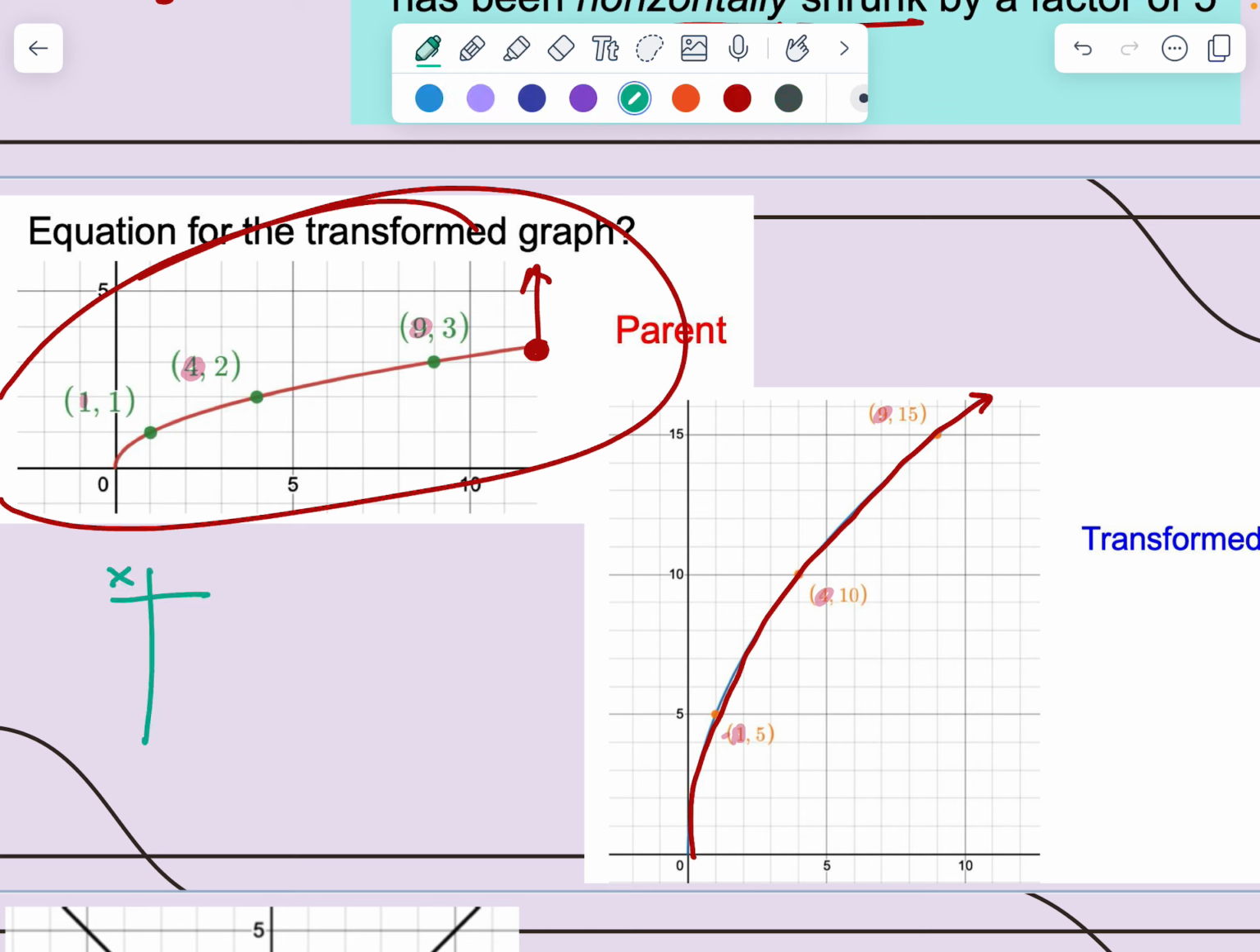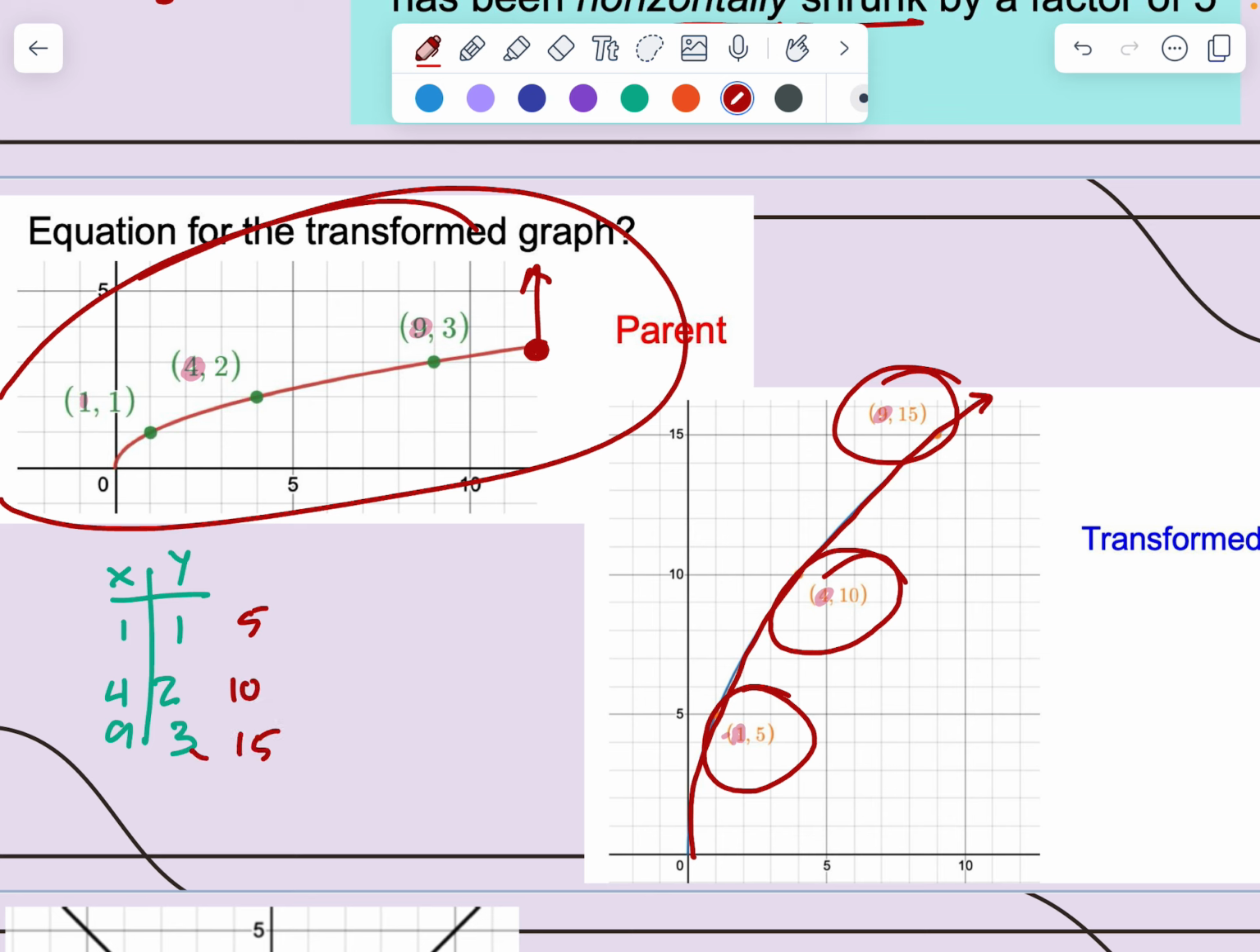So taking a look at this parent table, I was 1, 1, 4, 2, 9, 3. And my new values over here are 1, 5, 2, 10, and 3, 15. So all of these were stretched by a factor of 5. This is a vertical stretch. It's happening on the y-axis by 5. So I'm on the outside, and I'm going to look normal.